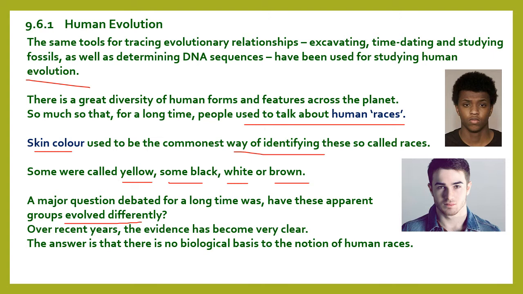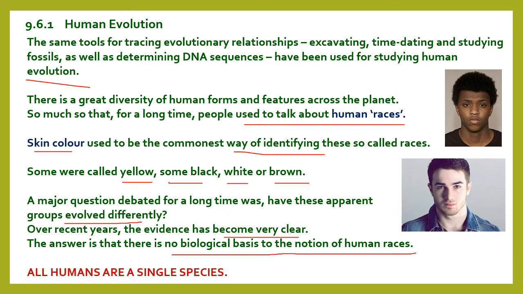Over recent years, the evidence has become very clear, and the answer is that there is no biological basis to the notion of human races. It means all humans are a single species, no matter whether they have different colors of skin. It is yellow, it is black, it is white, brown, but they all are a single species.